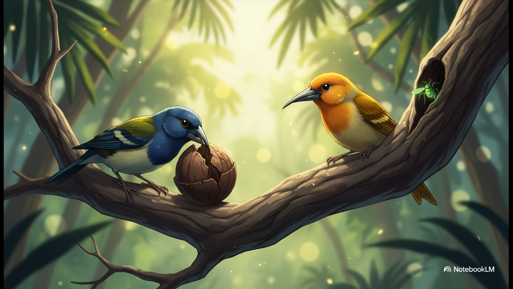On the islands with really hard nuts, the birds had evolved short, incredibly powerful beaks to basically crush them open like nutcrackers. But on islands where getting food meant digging tiny insects out of tree bark, the birds had evolved long, pointy, tweezer-like beaks. Their structural adaptations perfectly matched their specific environment.